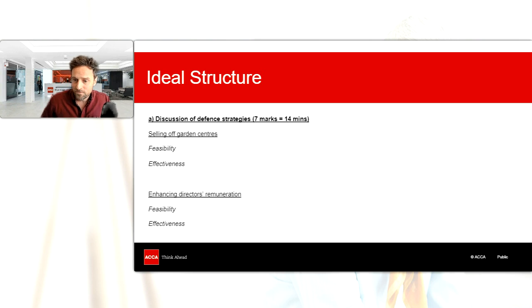Okay. So that's just a really nice illustration of what you need to do to pick up the marks, and also how important your structure is, especially with the discussion parts as well. Get those little subheadings in, as I call them, the little feasibility and effectiveness, and you're going to be in a really good position. Brilliant. Right, so that is our part A.